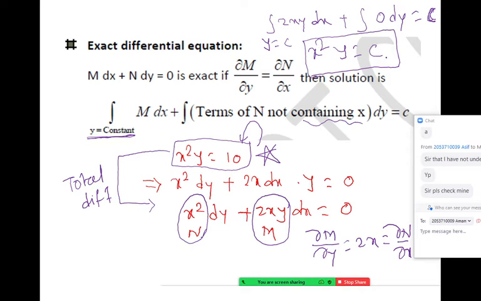First of all, whenever you are given a first order first degree differential equation, step number one, we should check this condition: dou M by dou y should be equal to dou N by dou x. If they are equal, we say that it's an exact differential equation, and using this formula we can find a solution. We'll come to this formula with examples again. So remember the formula: integration of M dx, treating y as a constant, and those terms of N which are free from x, that we have to integrate with respect to y.